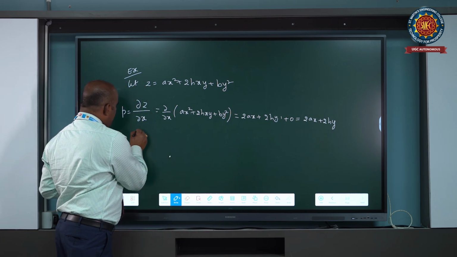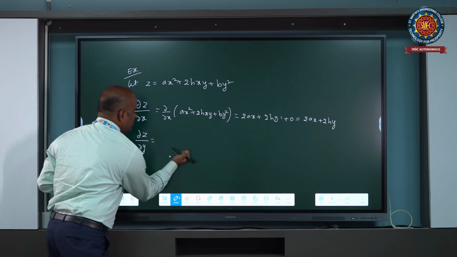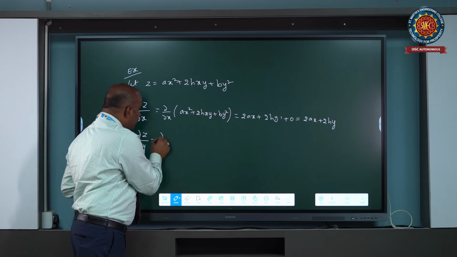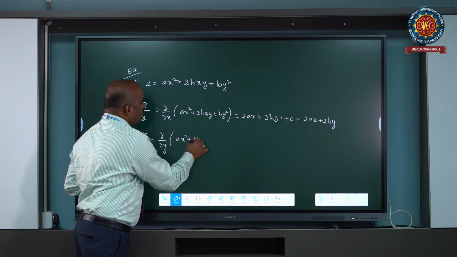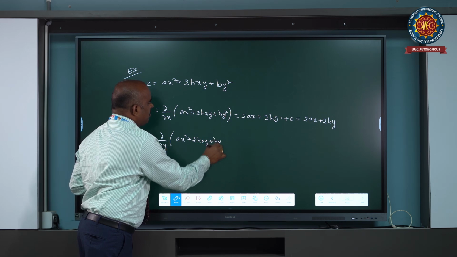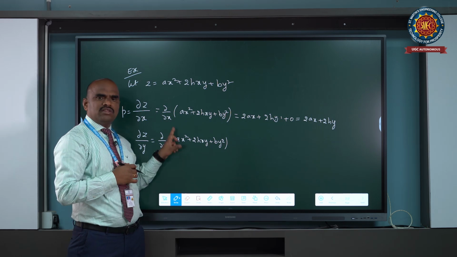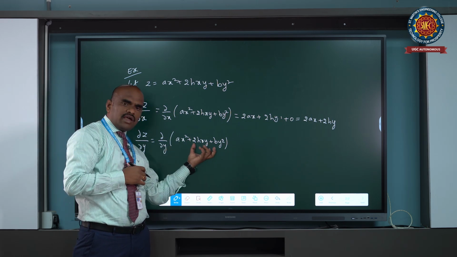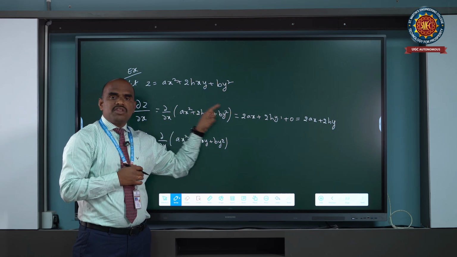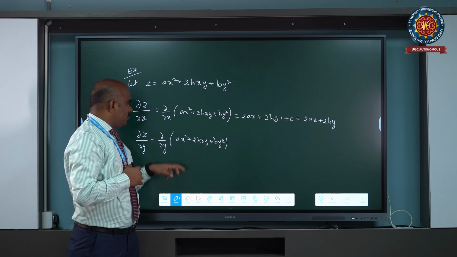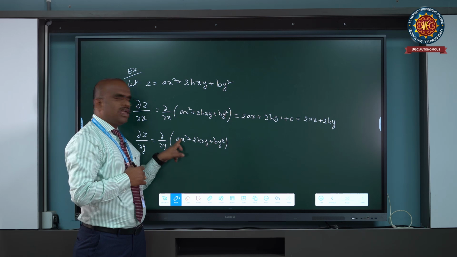Similarly, we can find the partial differentiation of the given function with respect to y. So that is ∂/∂y of ax² plus 2hxy plus by². Here we are performing the partial differentiation of the complete function with respect to y, by treating the other variable x as a constant. So here a is constant, h is constant along with the 2, b is also constant, x is also constant.